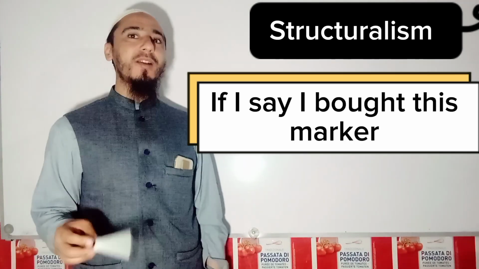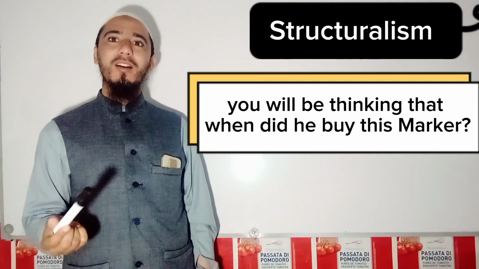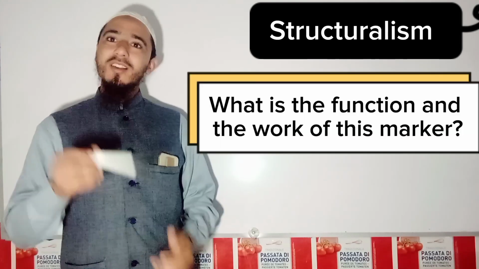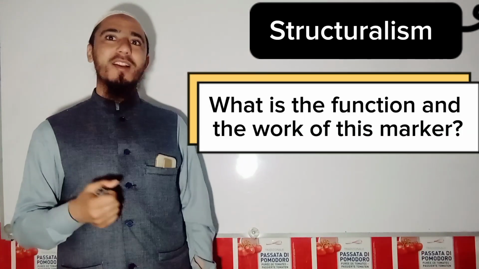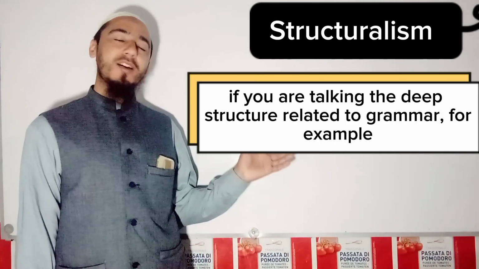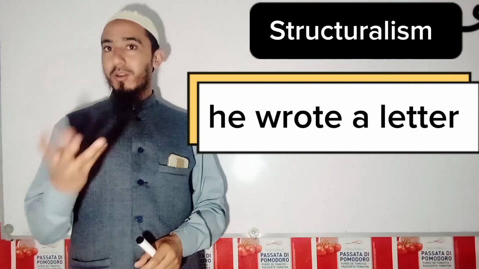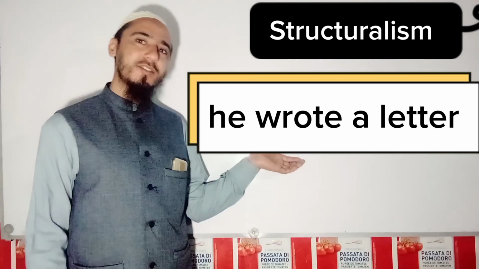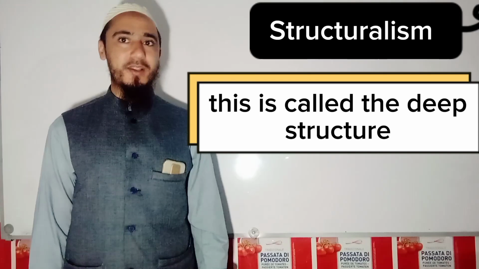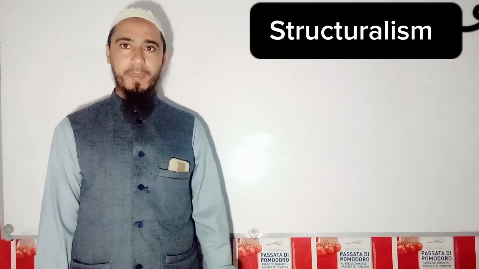If I say I bought this marker, you will be thinking, when did he buy this marker? What is the price of this marker? What is the function and the work of this marker? So this is considered the deep structure. If you're talking about the deep structure related to grammar, for example, if I write a sentence, he wrote a letter, then you say he is the subject, wrote is the verb, and a letter is the object. This is called the deep structure. And you also say whether the sentence is in active form or in passive form.